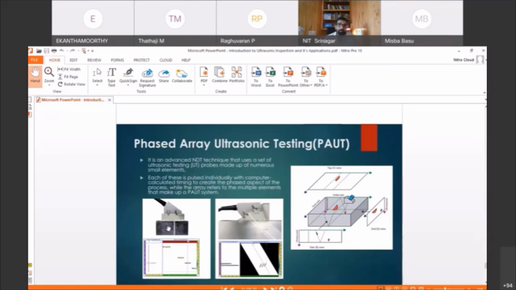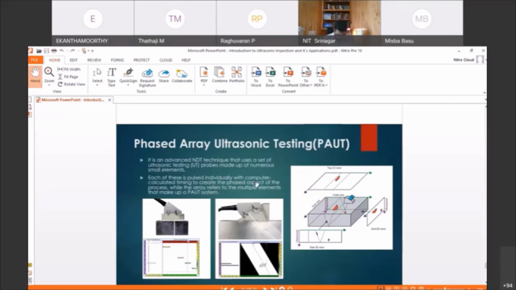Real-time. In conventional UT, you will get an A scan only, one scan, one echo, one pulse, one indication. But here you can see all the views, like C scan view, B scan view, so that you can estimate the orientation of the defect in a proper way.